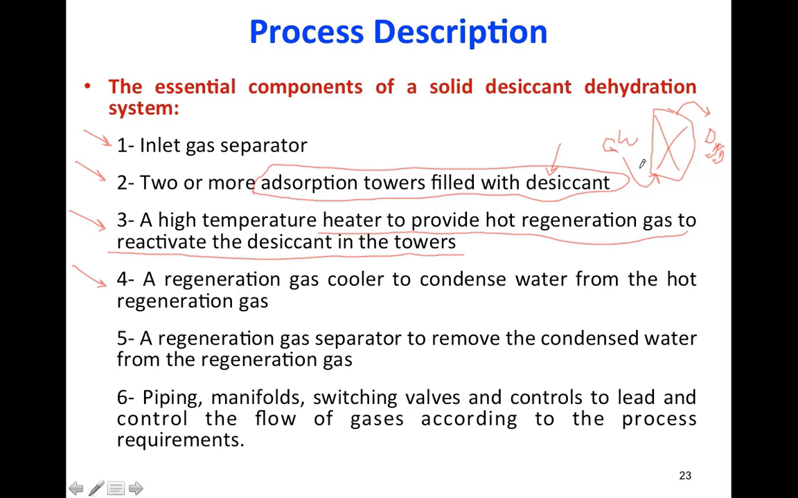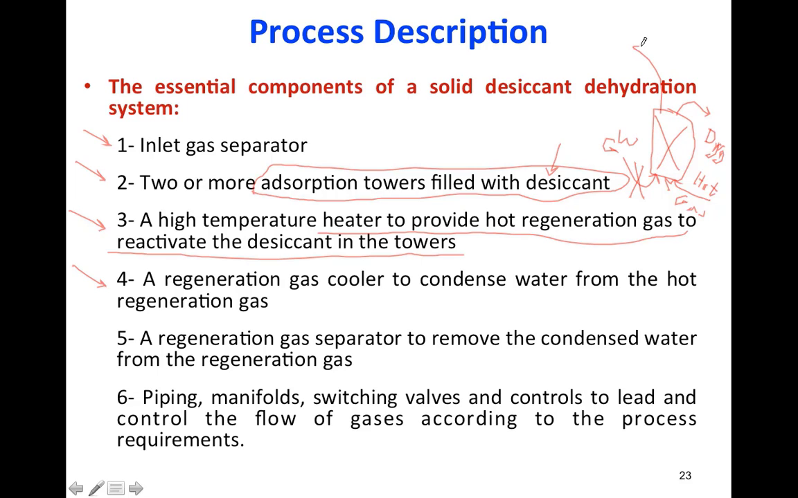So what I have to do, I have to stop the natural gas stream, and I have to send another gas, which is a hot gas. Okay, I have to send a hot gas. What does this hot gas do? It will vaporize the water from the solid phase. This hot gas will vaporize, will remove the water from the solid phase.